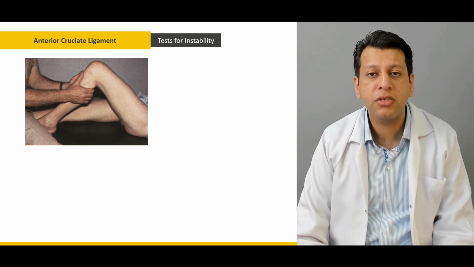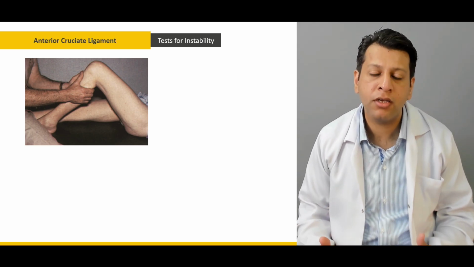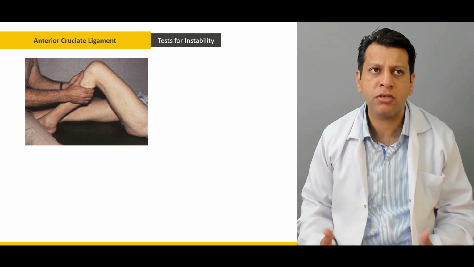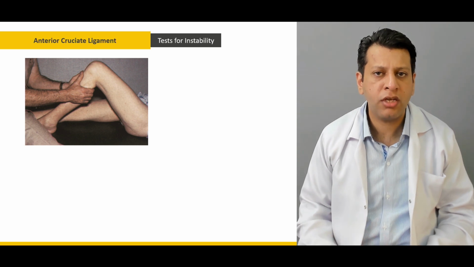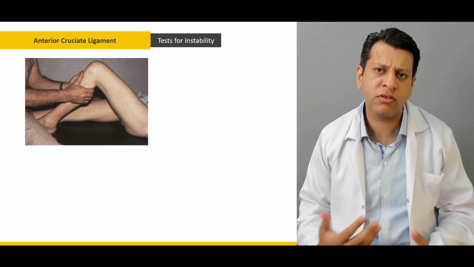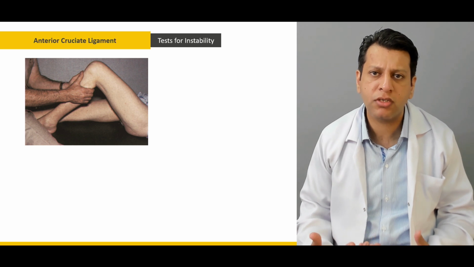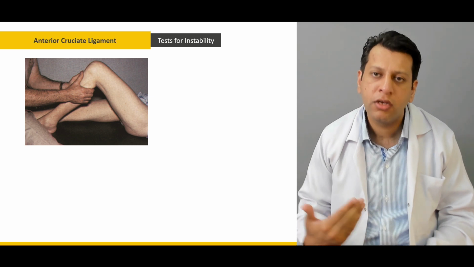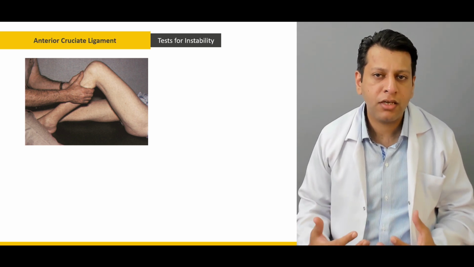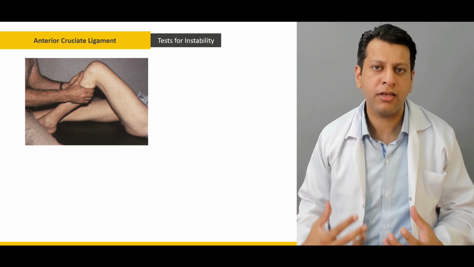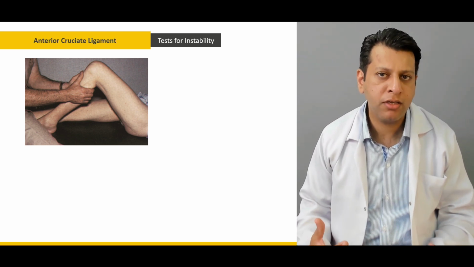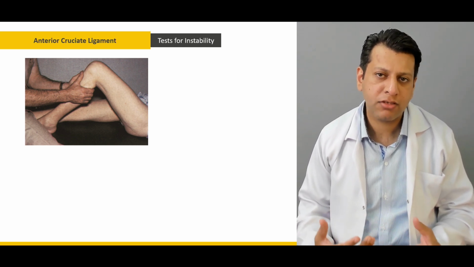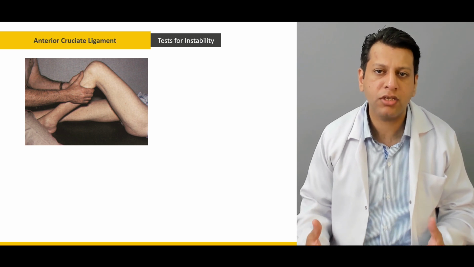Now coming to the instability, how would you know that the ACL was torn? Some points in the history always give you a clue. For example, usually it's a sports injury. A sportsman will tell you, okay, I was playing soccer, rugby, or American football, and suddenly I had a tackle. During the tackle, I felt a pop in my knee and something went wrong, and after that I'm not able to bear weight, and within a few hours my knee is swollen.